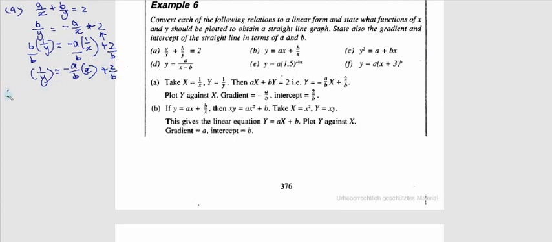Okay, therefore, big Y is 1 over y, big X is equal to x, then the coefficient of the x term, which is m, is equal to minus a over b, and then you have your constant, which is 2 over b. Okay?